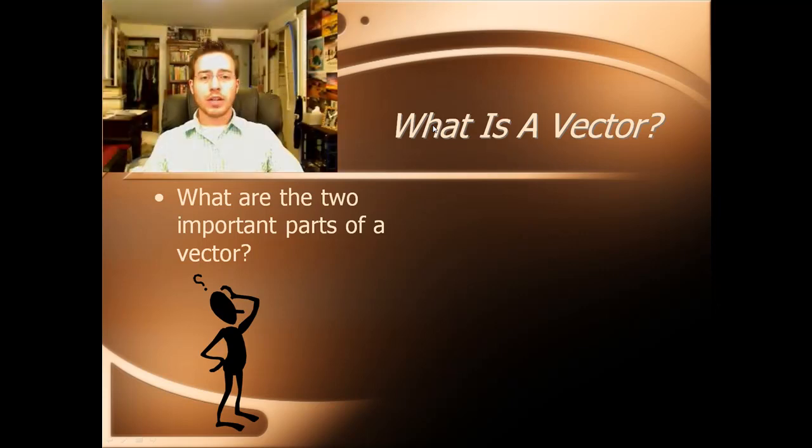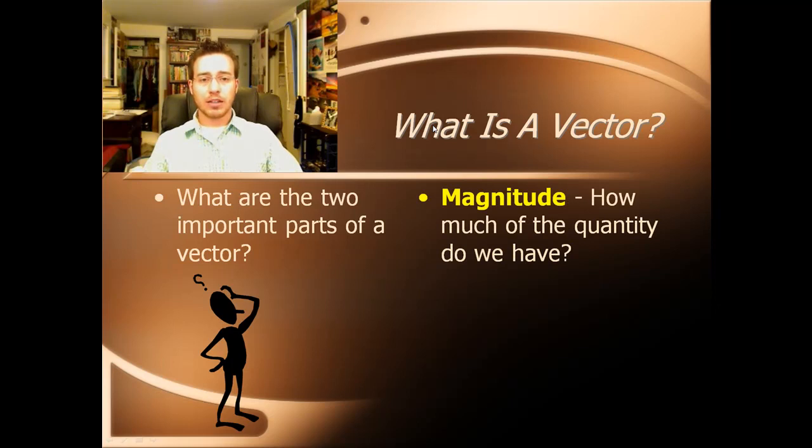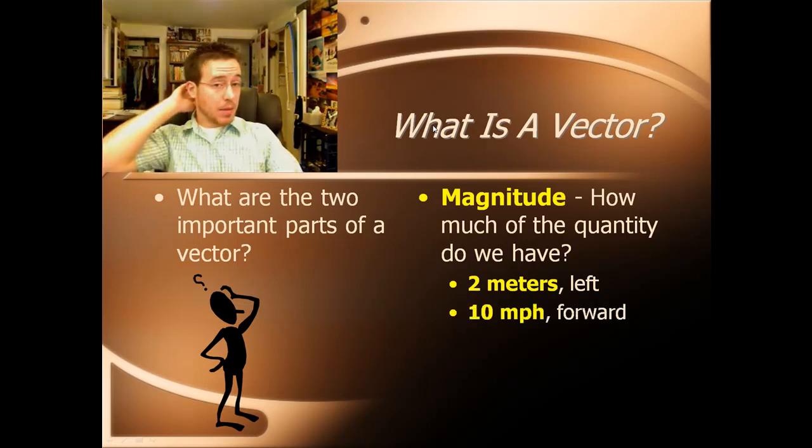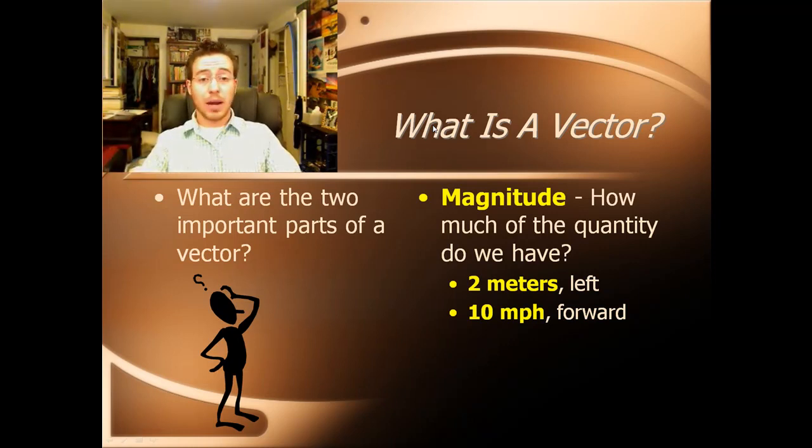One of the things that you should have written down: all vectors have a magnitude. How much of the quantity do we have? So say that you're walking 2 meters to the left. 2 meters is the magnitude. How much? How far? How fast? Okay? How hard did you push? Those kinds of things. 10 miles per hour forward. The 10 miles per hour is the magnitude.